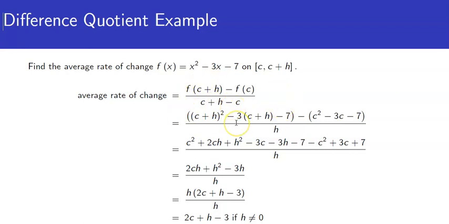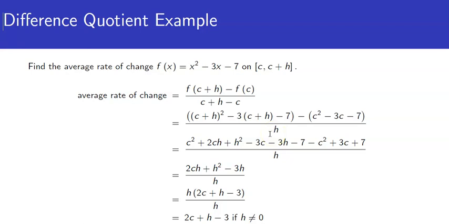This expression is a very, very important expression when you get to calculus. But now it's just a matter of plugging in the values and simplifying. So f of c plus h is c plus h quantity squared minus 3 times the quantity c plus h minus 7. Remember again, this notation of f of c plus h means you replace x with c plus h. It does not mean simply stick a plus h on the end of the function. Subtract off f of c, that's going to be minus the quantity c squared minus 3c minus 7. This is all over h.